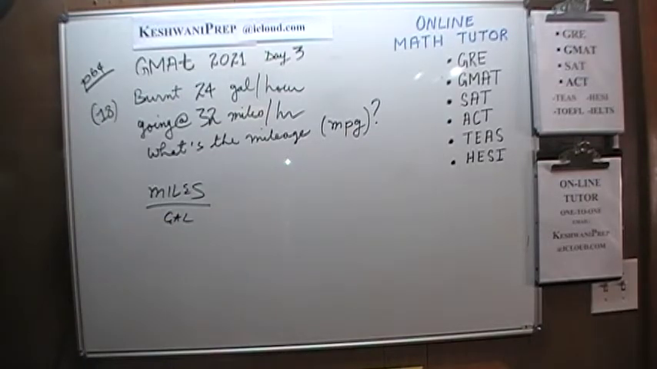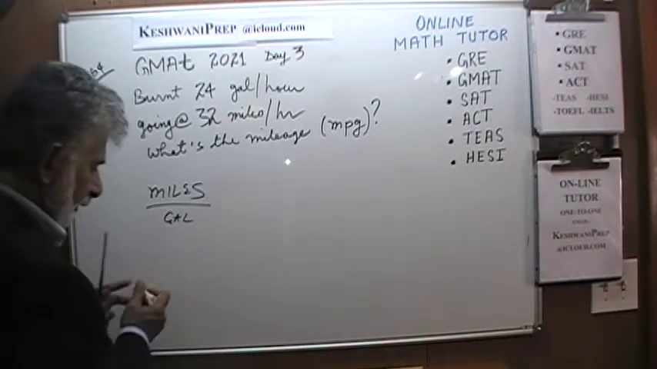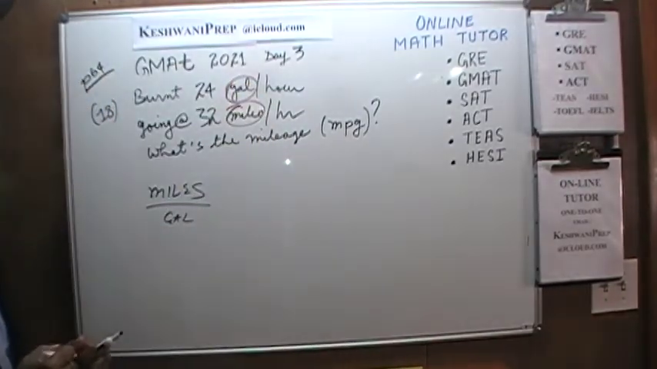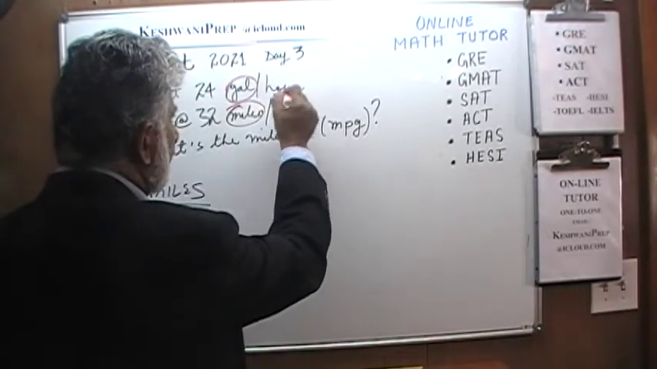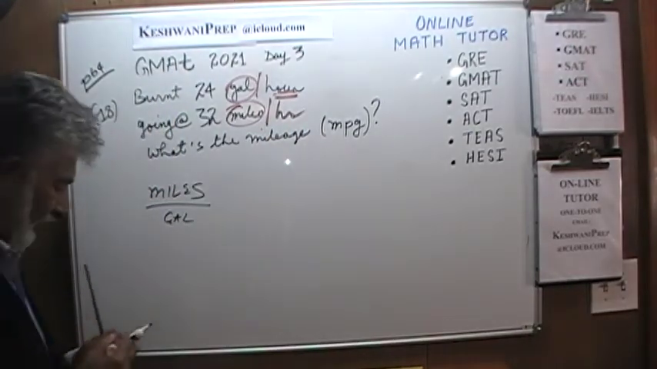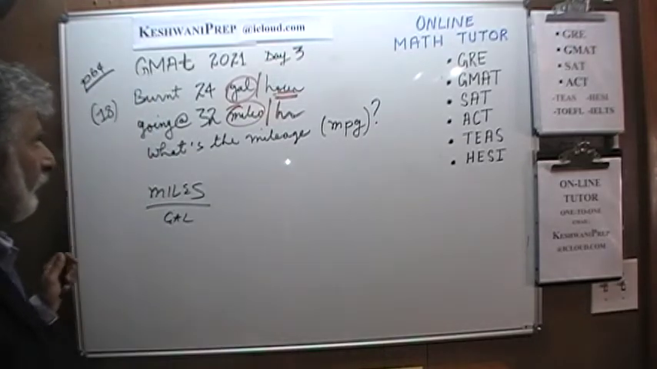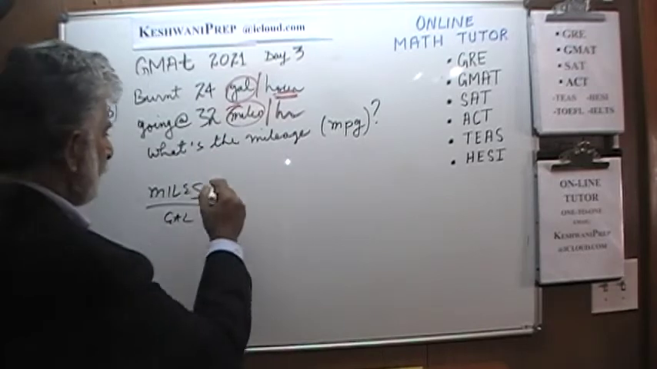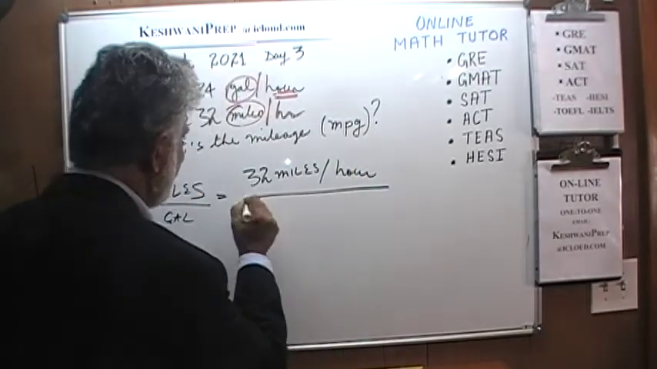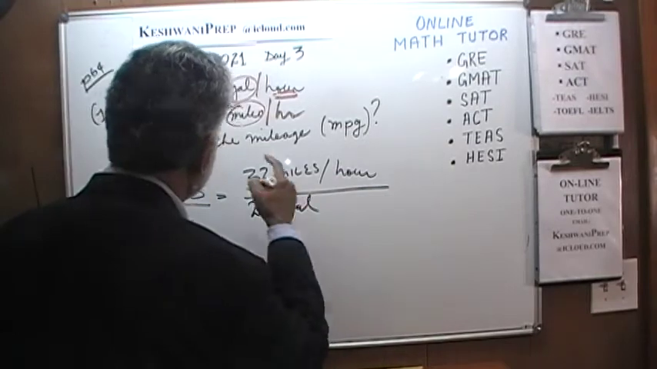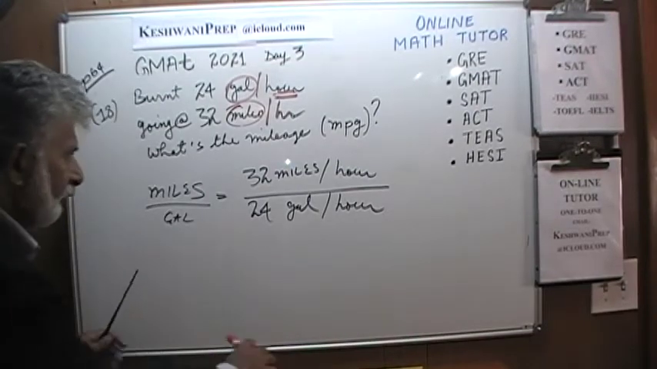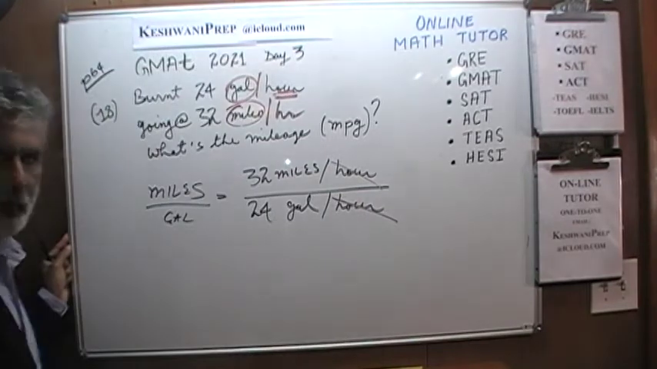If we pay attention, we should realize that we have miles right here and gallons up there. And this guy's got hour at the bottom, and this guy's got hour at the bottom. If we divide one by the other, the unit of hour is going to drop out. So since we want the miles on the top, let's put down 32 miles per hour, and at the bottom 24 gallons per hour. If you divide those two quantities, hour is going to drop out. That's your answer.